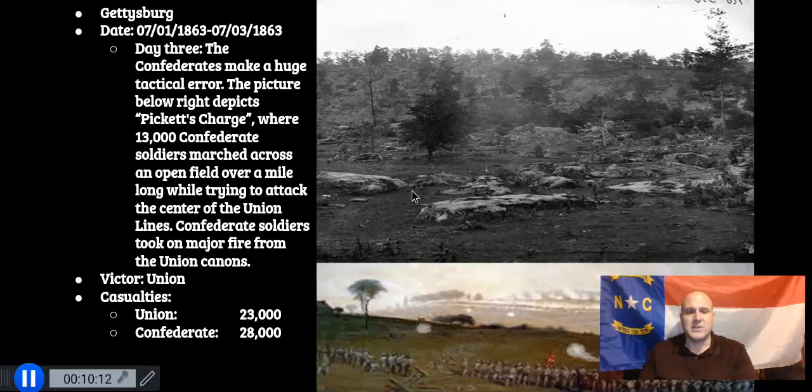Over 51,000 casualties in 3 days of battle. You have the Union, who lost 23,000. The Confederates lost 28,000, which roughly about 10,000 were from Pickett's Charge right there on that last day. 51,000. That's a Union victory.